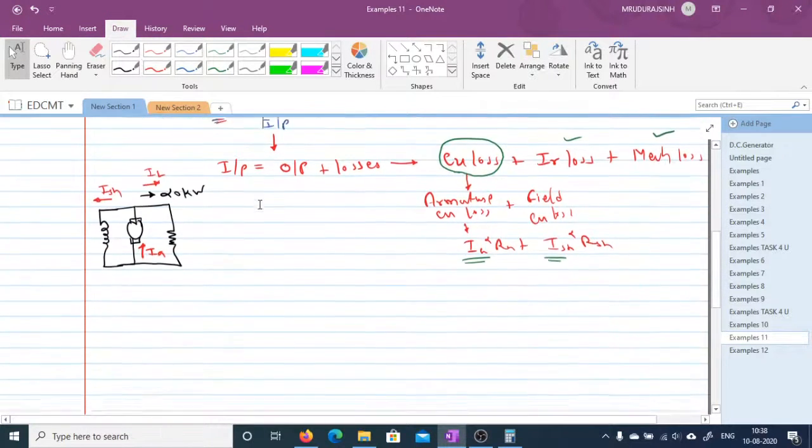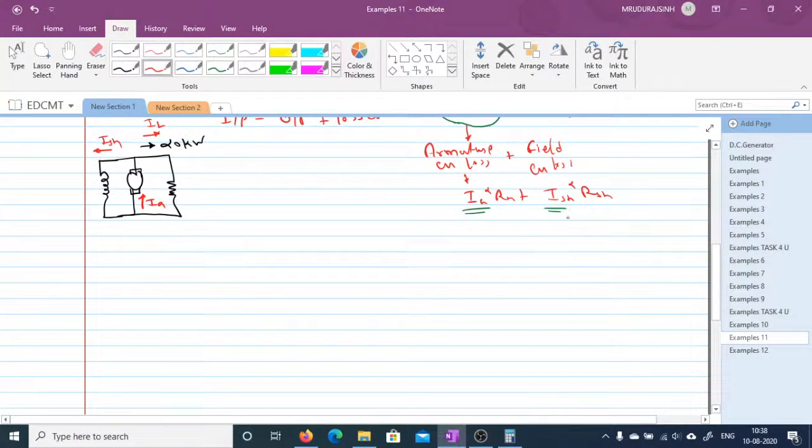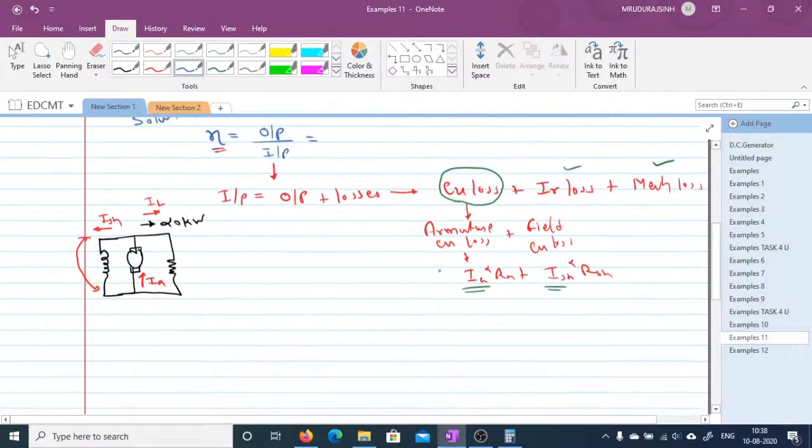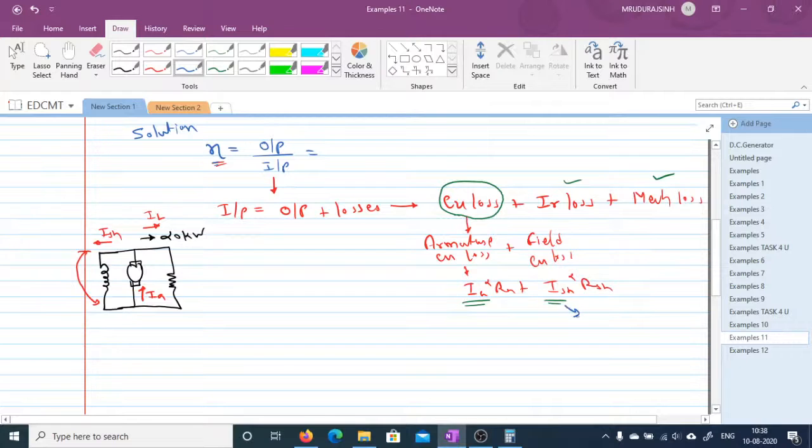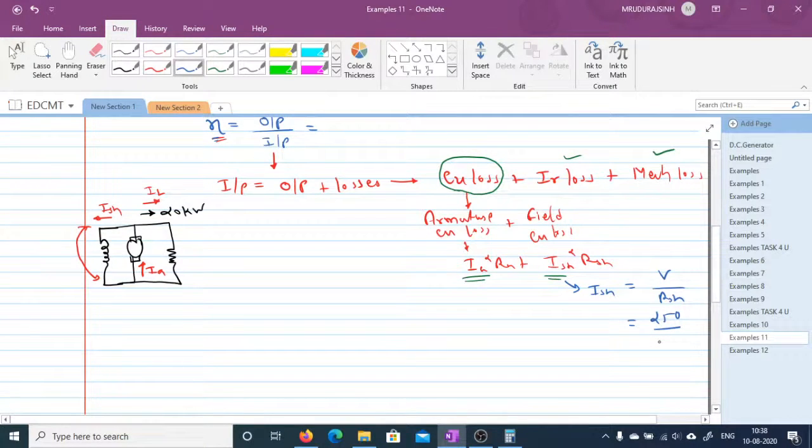So let's work according to this map. First we'll try to find ISH, the shunt field current. The shunt field current is the voltage across these two terminals. The voltage across these two terminals is V, the terminal voltage, which is given to us as 250 volt. So ISH is equal to V divided by RSH. V is 250 and RSH is 125. So it's very simple, it's 2 ampere. 250 divided by 125 gives us ISH equal to 2 ampere.